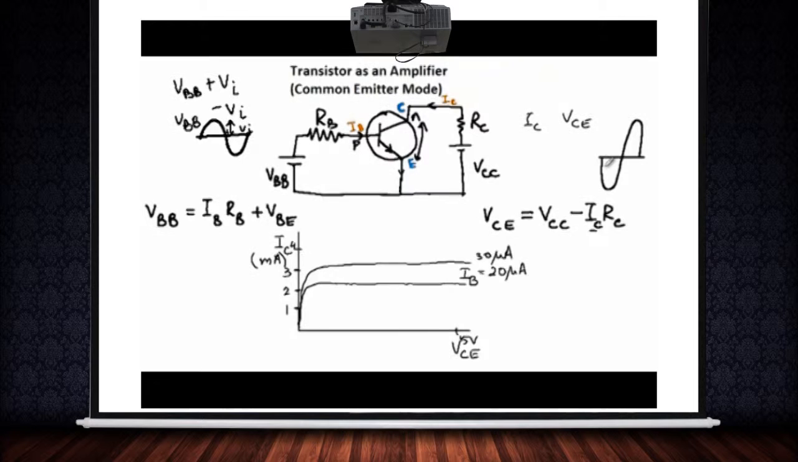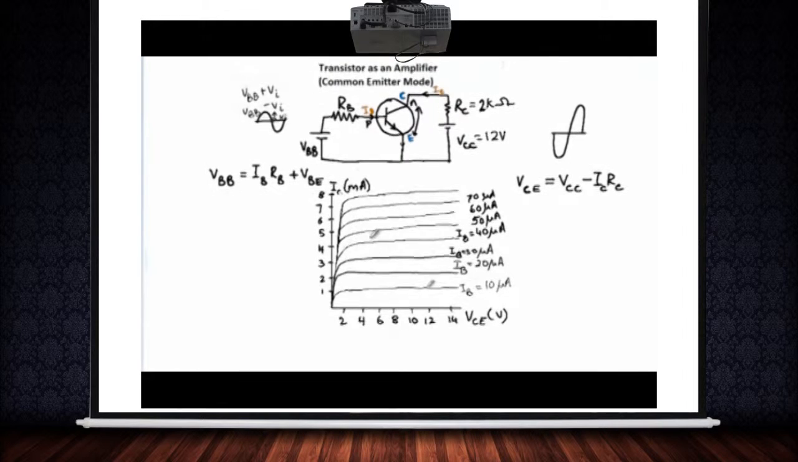Now we want to obtain an output which is not distorted. So for that, we need to choose some proper biasing value. In other words, we need to take a proper operating point for our transistor. Sounds confusing? Let's just take a look at it. Once again, we look at the output characteristic curve. I've drawn values for IC for a few more values of the base current.